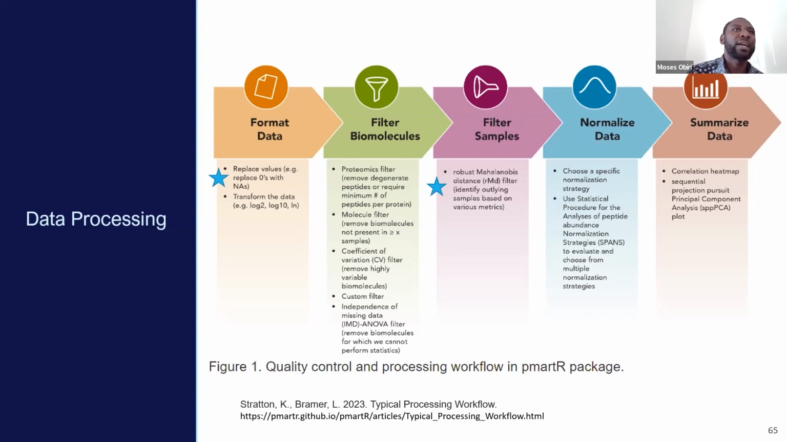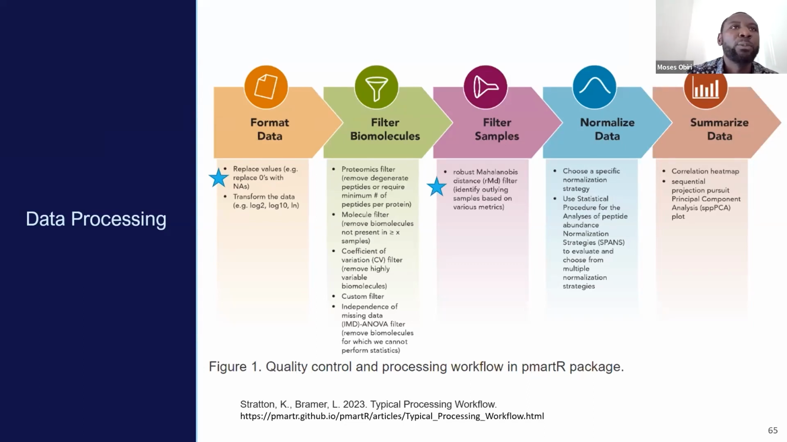There are also functions that I can use to filter by molecules. So there are proteomics filter functions that help you remove degenerate peptides based on some criteria, such as the number of samples and the number of peptides per protein. There's also a molecule filter that can be used to remove biomolecules not present in a certain number of samples. There's also filtering based on variation in your data set.